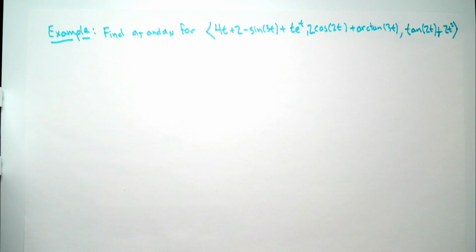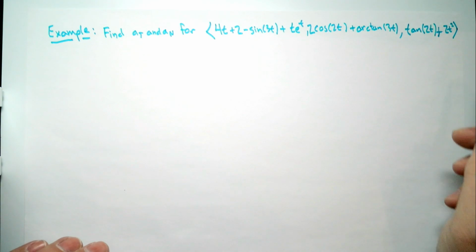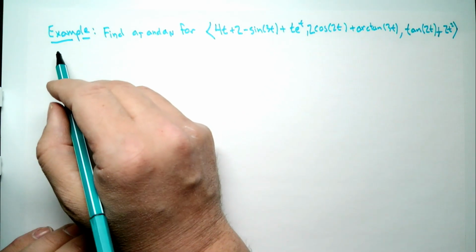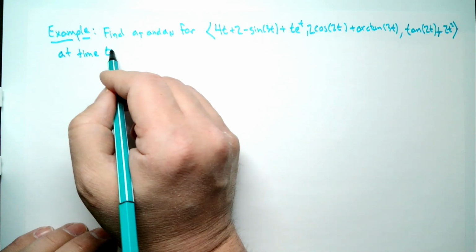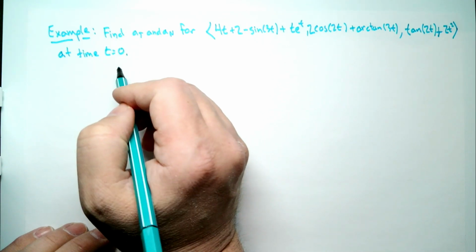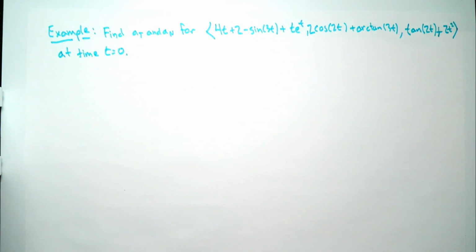Now, right now, this is absolutely horrible. I would never want to do this problem, but I'm not quite done writing the problem. Second line says, at time t equals 0. Okay. Now we're going to come back to why this makes the problem not unreasonable. All right. So let's begin.